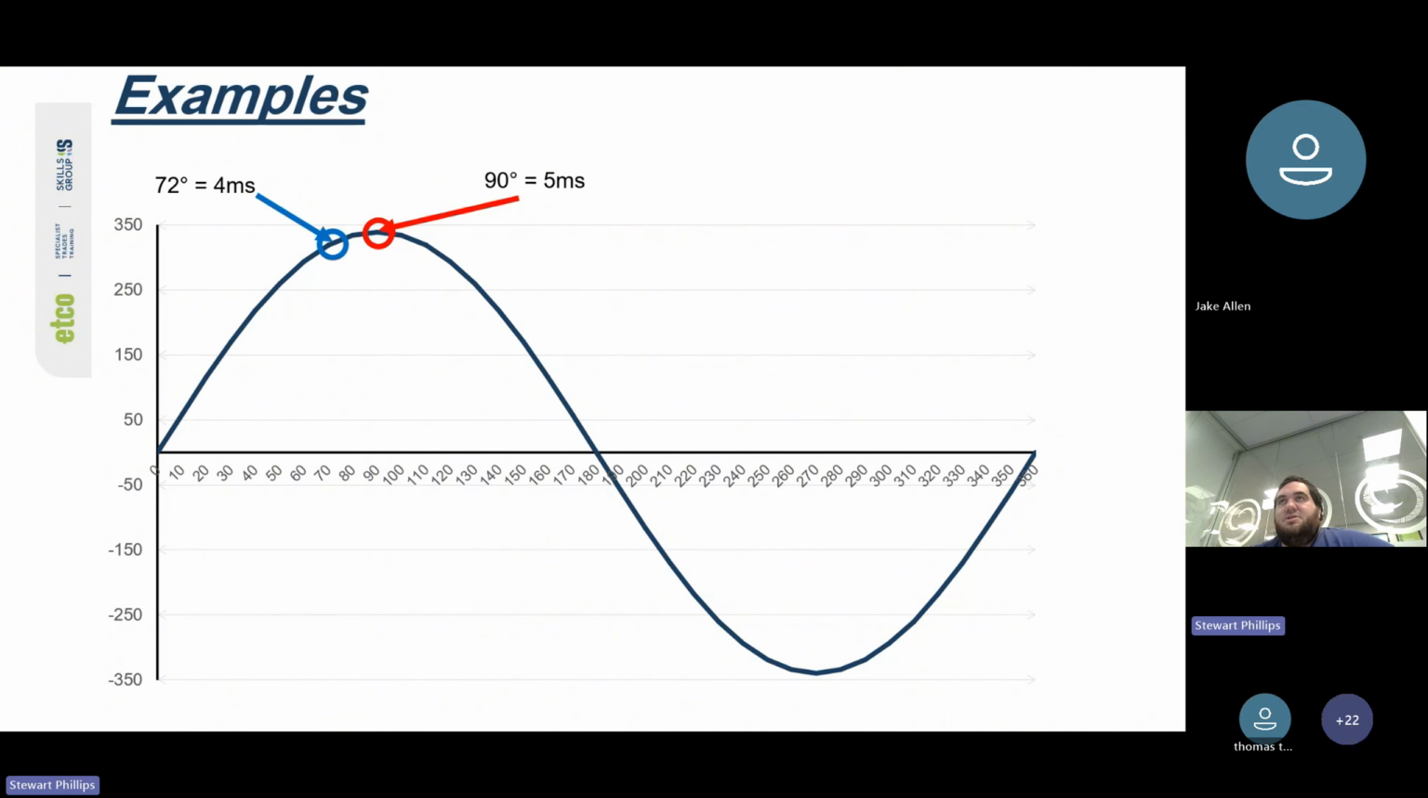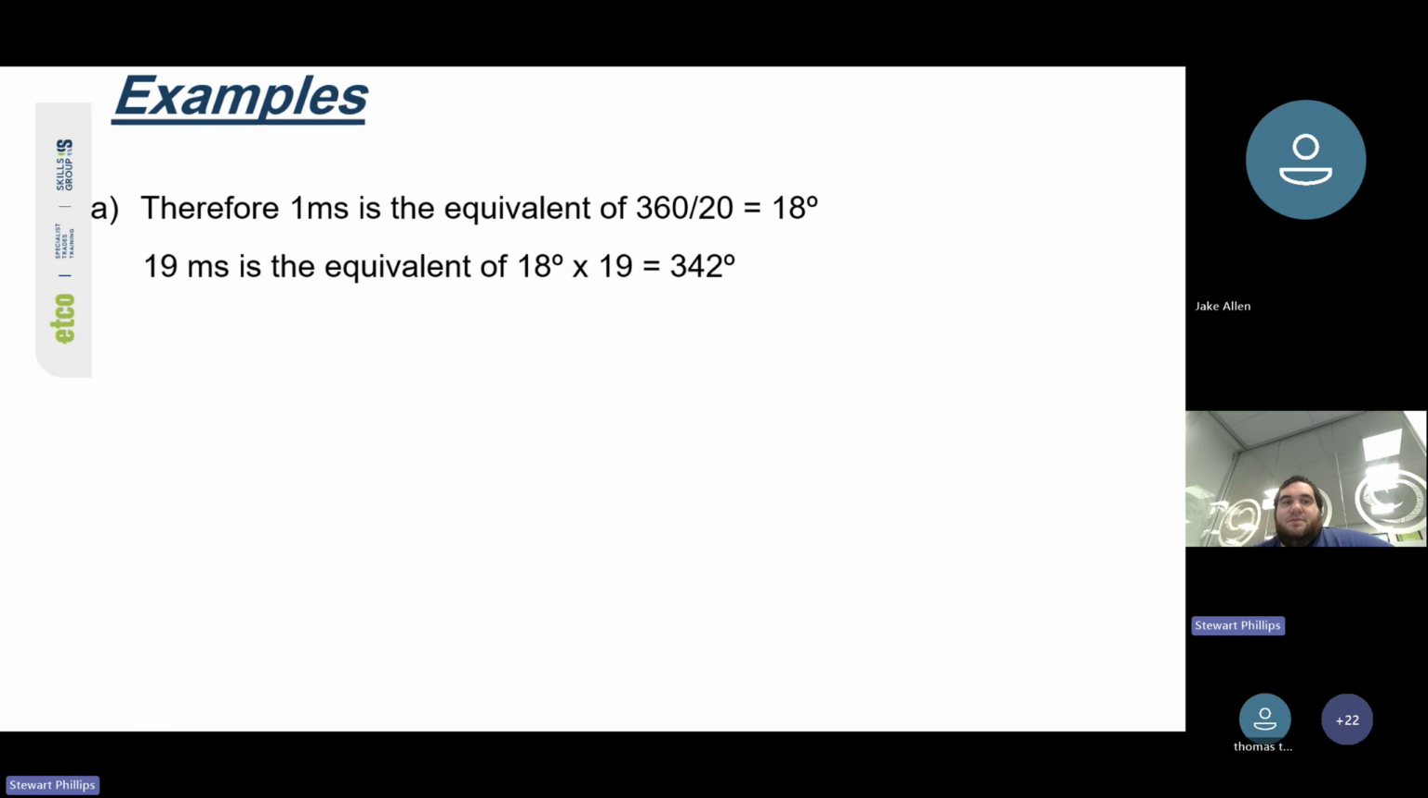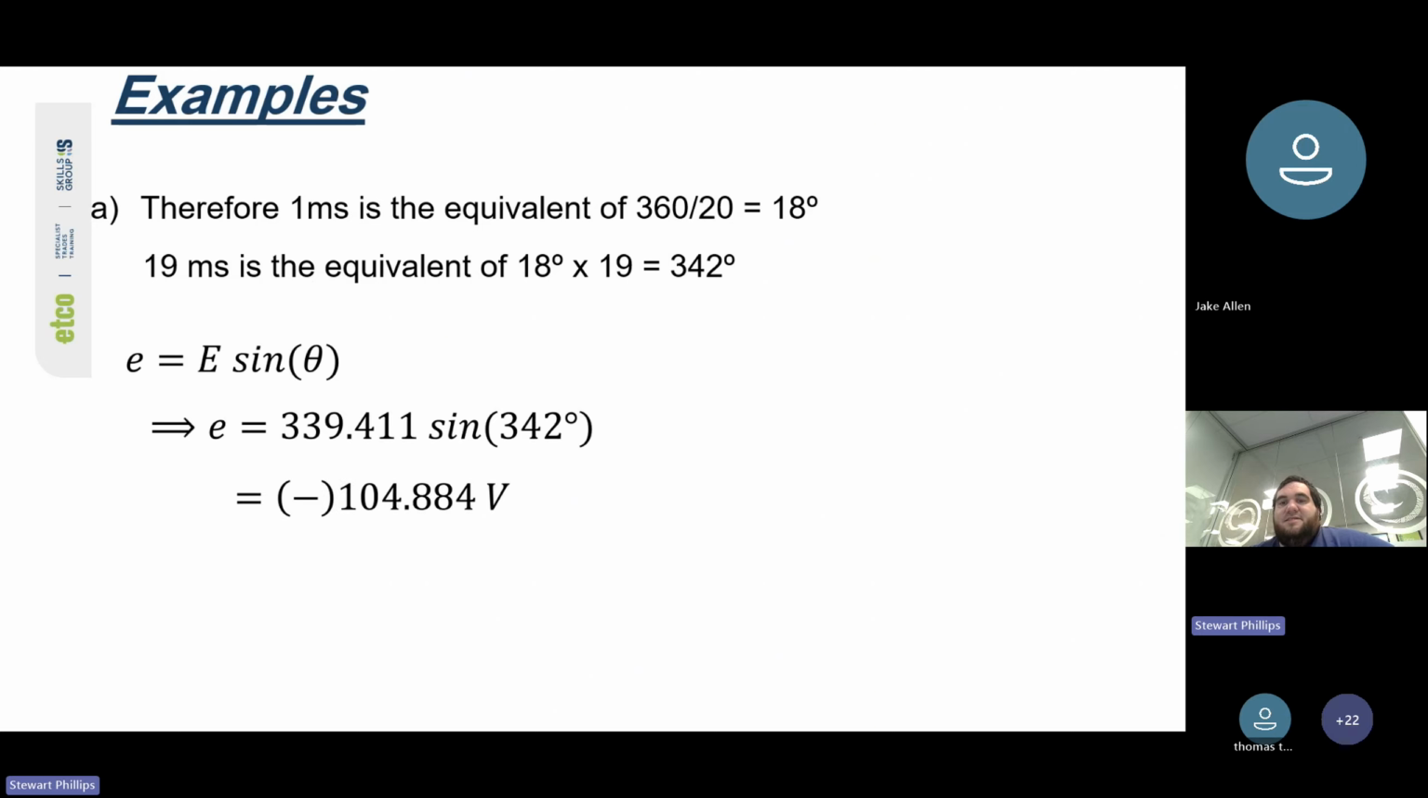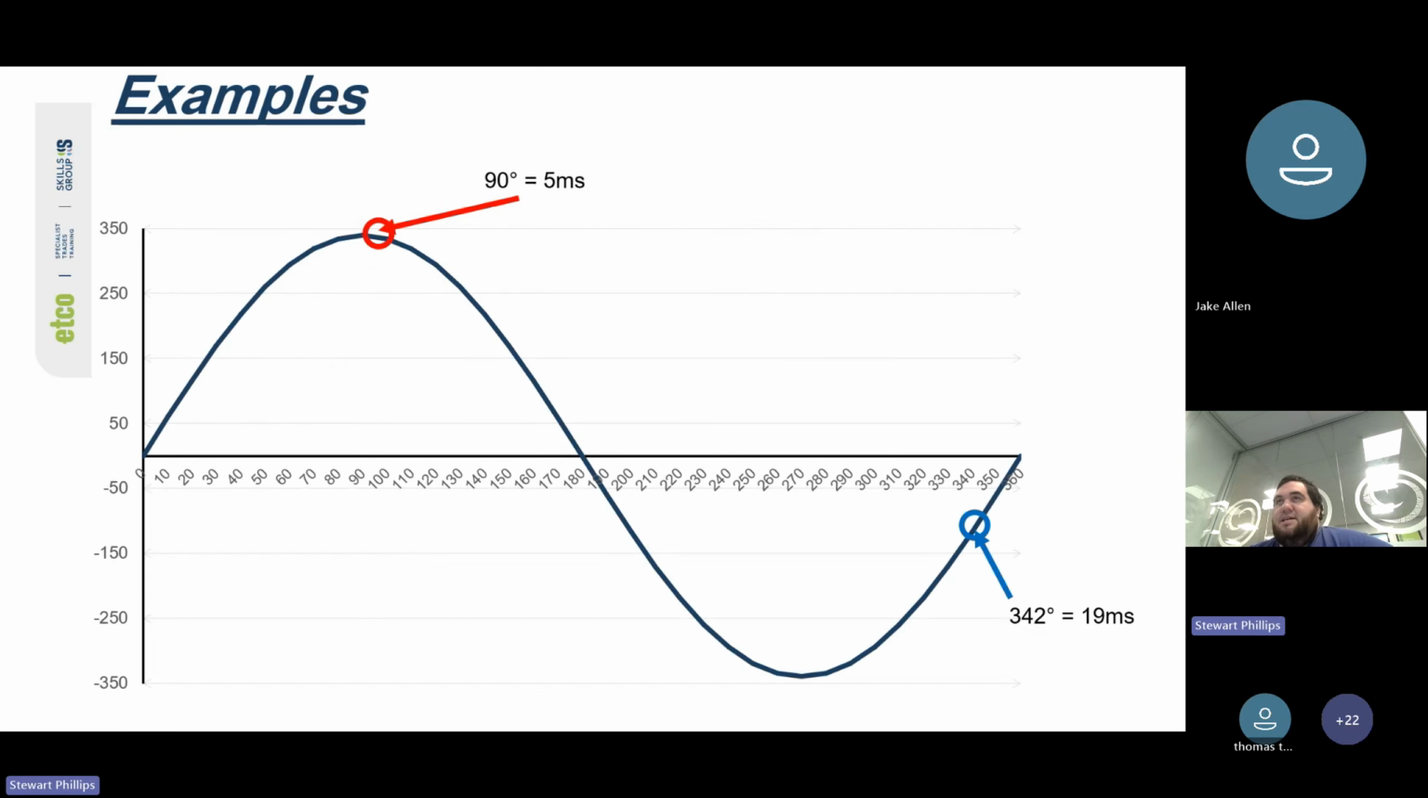They may ask this question, they may not. Because 1 millisecond is equivalent to 18 degrees, 19 is equivalent to 342. We use that same calculation, but it gives us a negative voltage of 104.884, because if we type sine of 342 into our calculators, it gives us negative 0.309. So that's what that looks like on the graph.